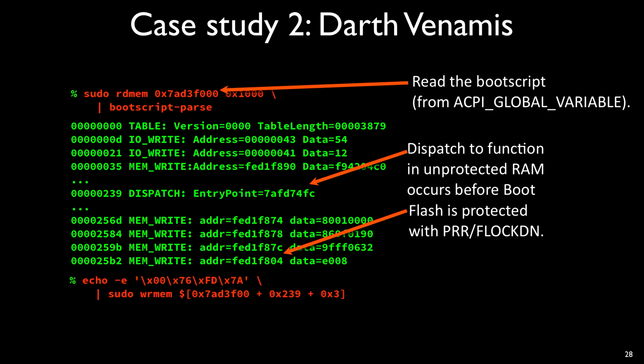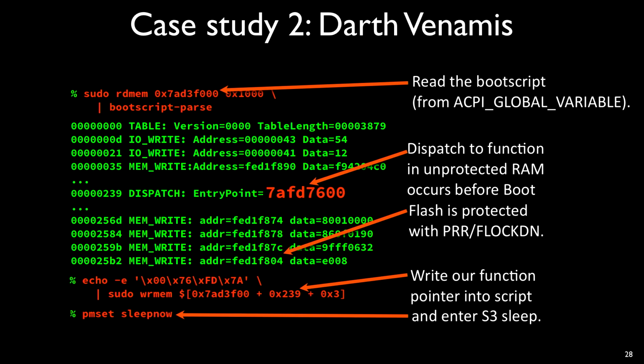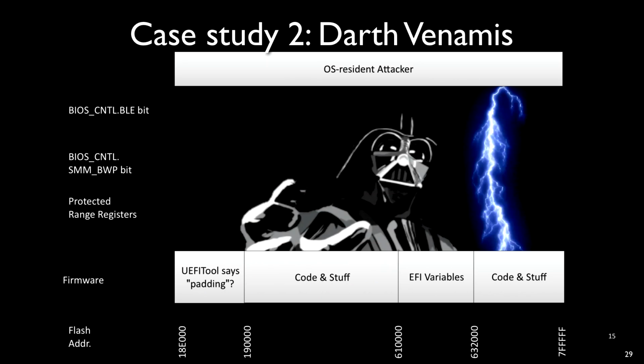And because the boot script lives in unprotected memory, we can use the write mem tool to poke our own function pointer in there. And then when the system goes into sleep, which is a user command, the system wakes back up, and those protected range registers are no longer protected, which allows the OS resident attacker to write pretty much anywhere in the firmware for the CPU, which again allows it to take control of the machine from that first instruction and circumvent any other chain of trust.